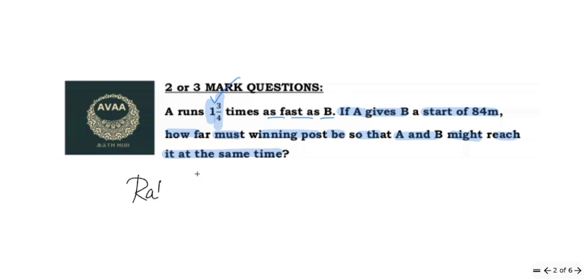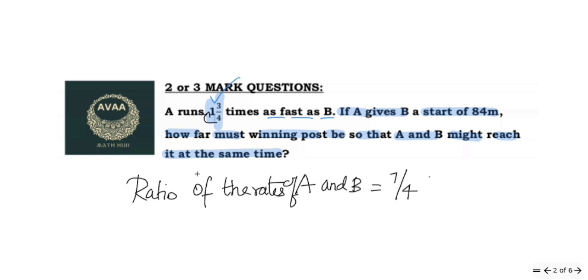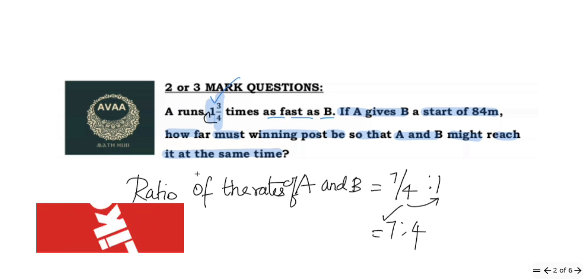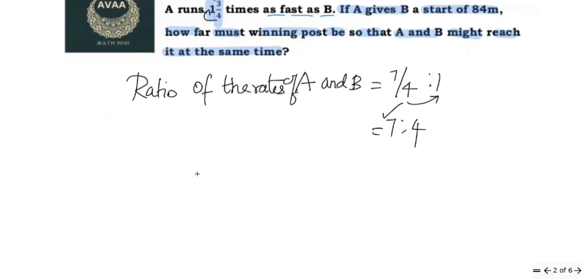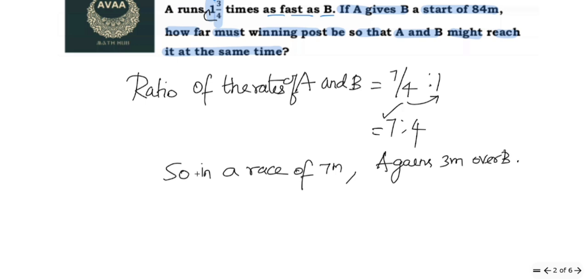So we'll first write over here the ratio of the rates of A and B. So 4 times 1 is 4, 4 plus 3 is 7. So 7 over 4 is to 1. Now this denominator goes over there, so that becomes 7 is to 4. So this is our ratio. So in a race of 7 meters, A gains 3 meter over B because 7 minus 4 is 3, right? So that also we will mention now. In a race of 7 meters, A gains 3 meter over B.